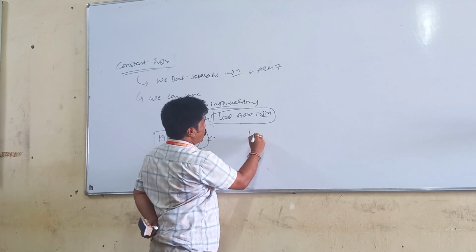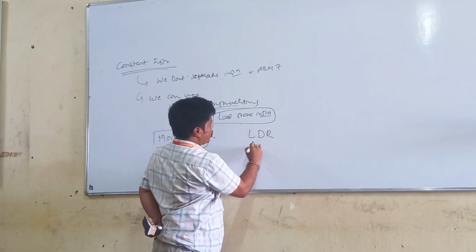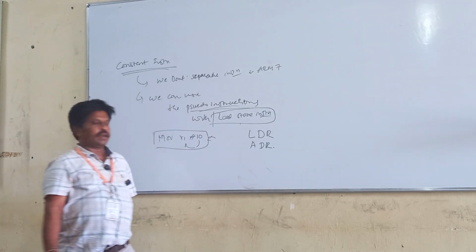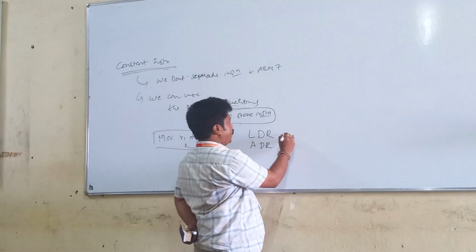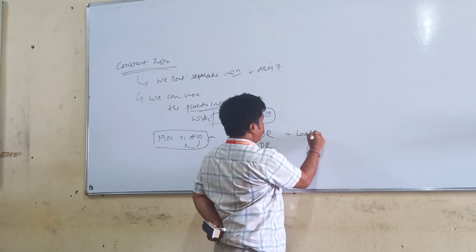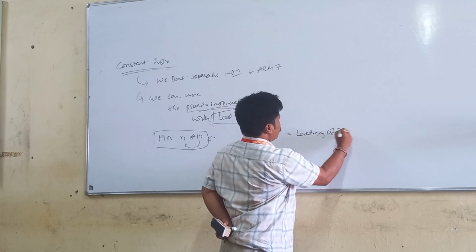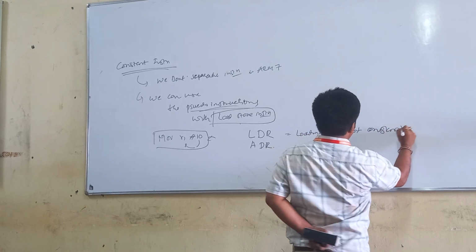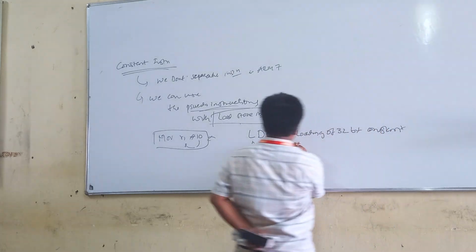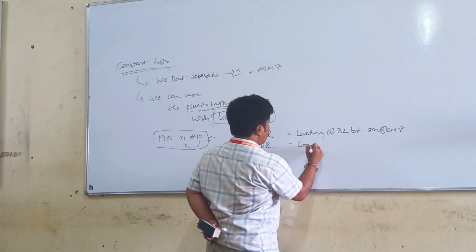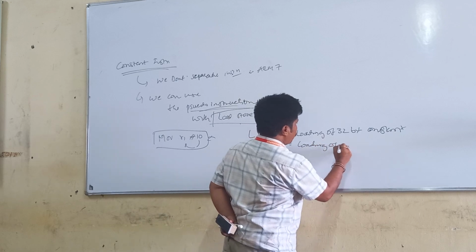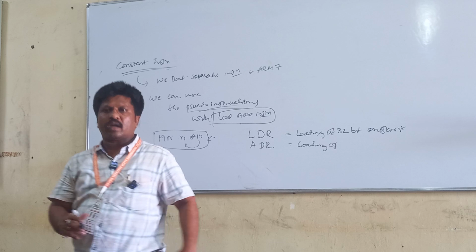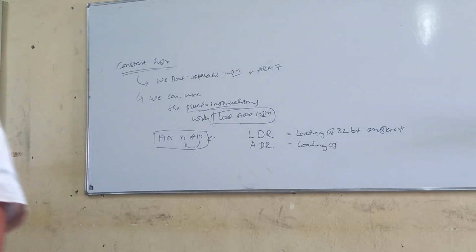For the load store instruction, we have the constant instruction. We have two types: one is called LDR, another one is ADR. LDR is nothing but the copying or loading of a 32-bit constant. Here we are sending the constant with 32-bit size.